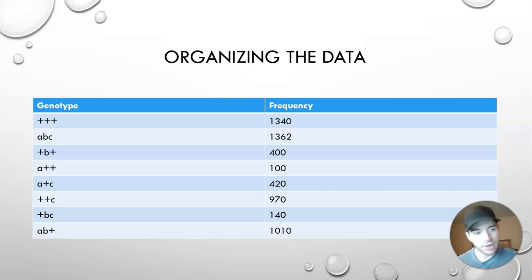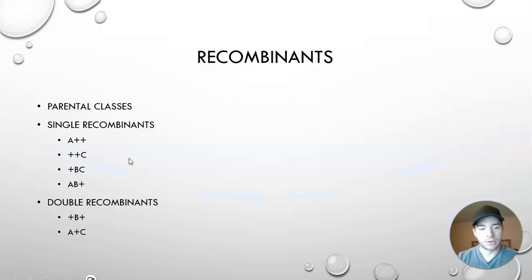From that, all the other ones are some form of recombinant class, either single or double. And there is a way to tell the difference. If only the middle gene changes, then it's a double recombinant class. If any other gene changes and it's only just one, then it's a single recombinant class. So for example, you might expect, based on frequency, that a double recombinant would be the lowest frequency, which sometimes is the case, but not always. And in this data, the +B+ is the double recombinant, and the A+C is the double recombinant. And I touch on this in the next slide here too.